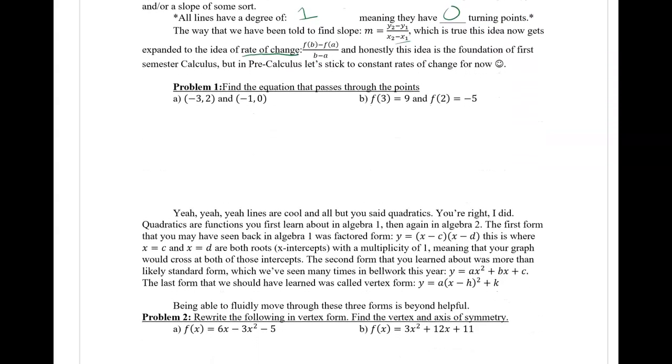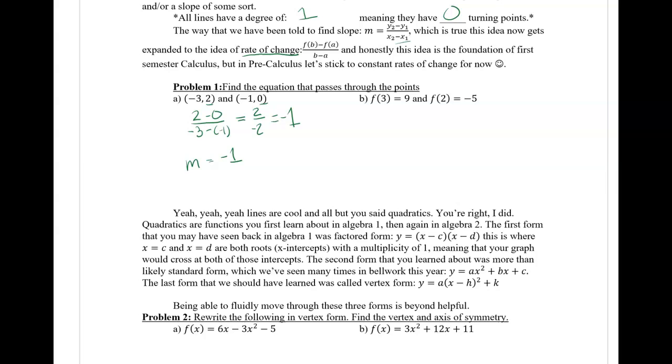Alright, problem 1 says find the equation that passes through the points (-3, 2) and (-1, 0). So again, we've got 2 points. I can find the slope by that change in y over change in x. So change in y, my y's are 2 and 0, so 2 minus 0 over, well, I started with 2, so now I need to start on bottom with -3 minus -1, which should be 2 over -2, otherwise known as -1. So m should be equal to -1, otherwise known as my slope is equal to -1.